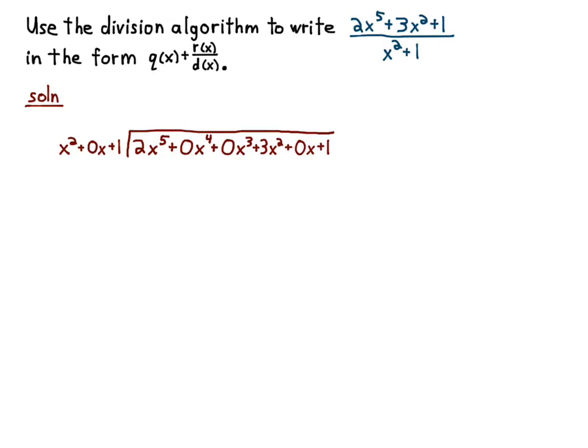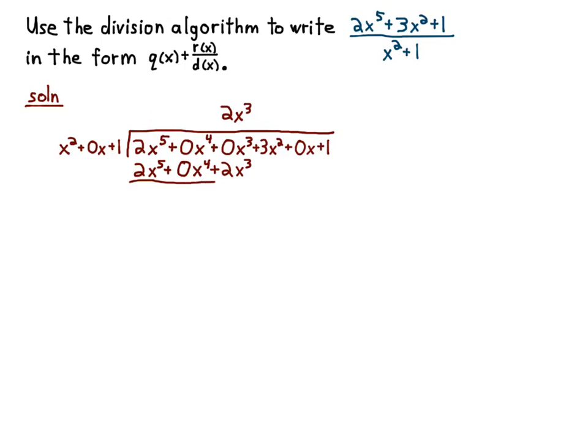Then you just do this like you did the previous example. Take 2x^5 and divide it by x^2, and you get 2x^3. Write that above the x^3 term. Then take the 2x^3 and multiply it by all three of these and write those down here. See how everything lines up? So I get 2x^5 + 0x^4 + 2x^3.